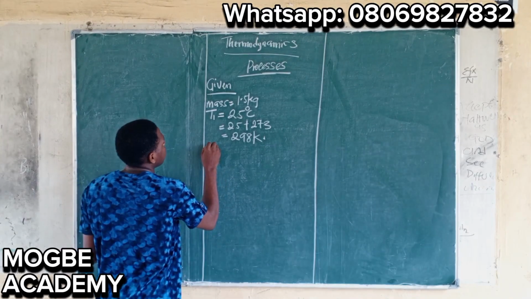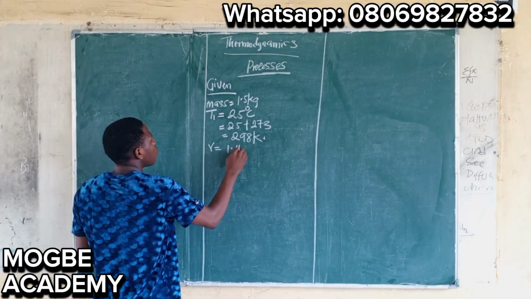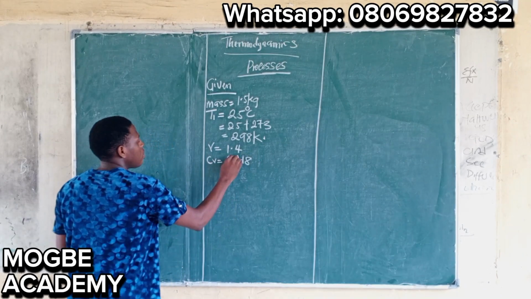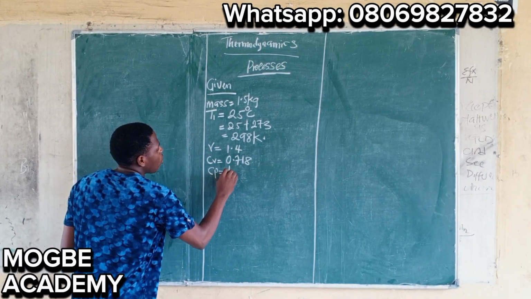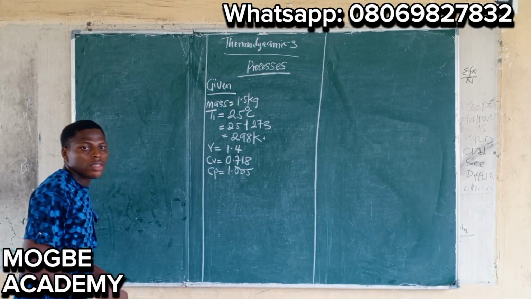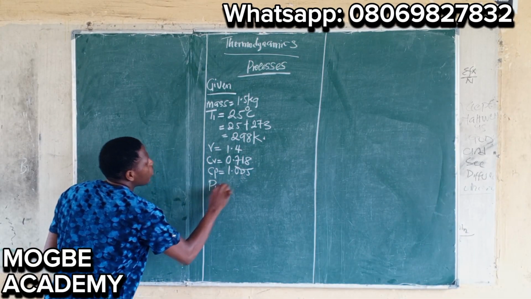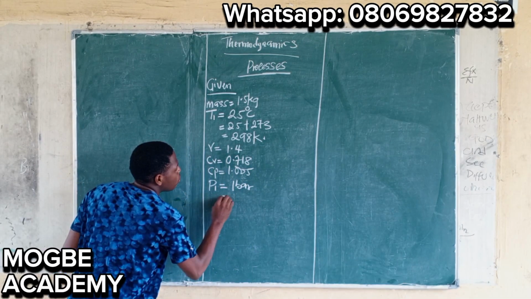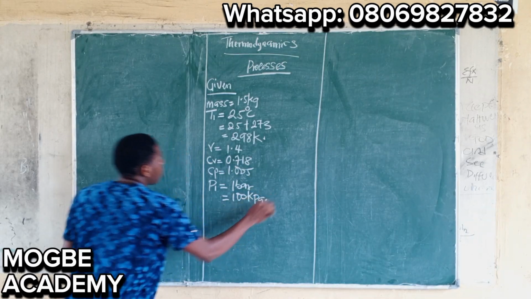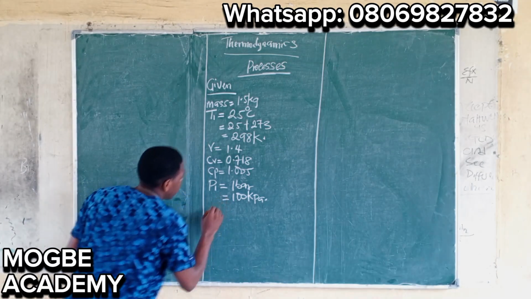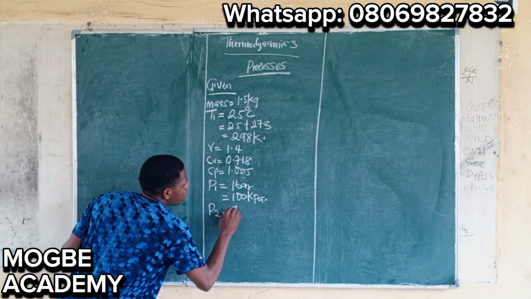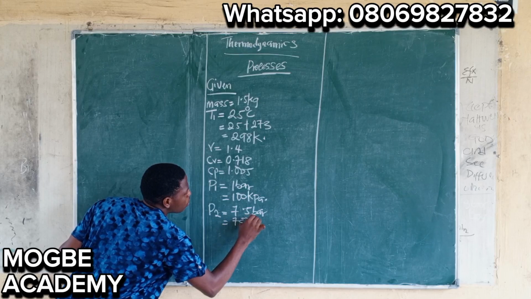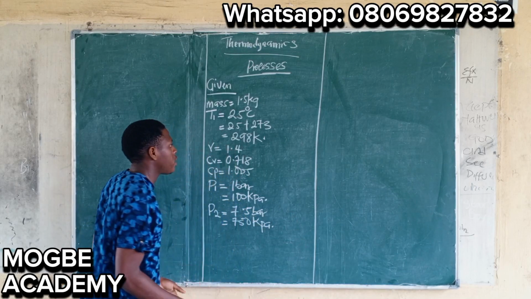What's the next thing? They give us gamma to be 1.4, CV to be 0.718, and CP to be 1.005. They give us the initial pressure, P1, which is 1 bar. Let's convert bar to kilopascal by multiplying by 100, so 100 kilopascal. Next they give us P2, the final pressure, 7.5 bar. Let's convert to kilopascal, so it's 750 kPa.